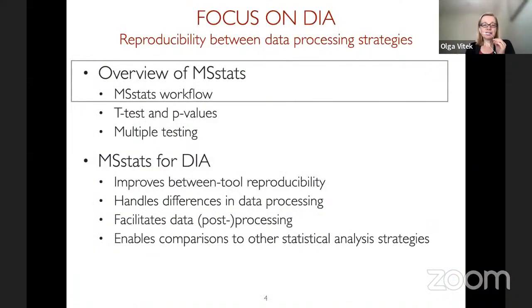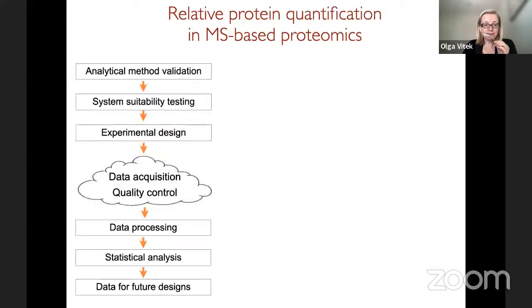Okay, so let's start with the overview of MSstats. What I would like to do is to talk about some really basic MSstats features, and then, as much as time allows, talk about good reasons why we would be using MSstats as opposed to, let's say, a t-test or some other methods. So what would be the benefits specifically for the case of DIA for today?